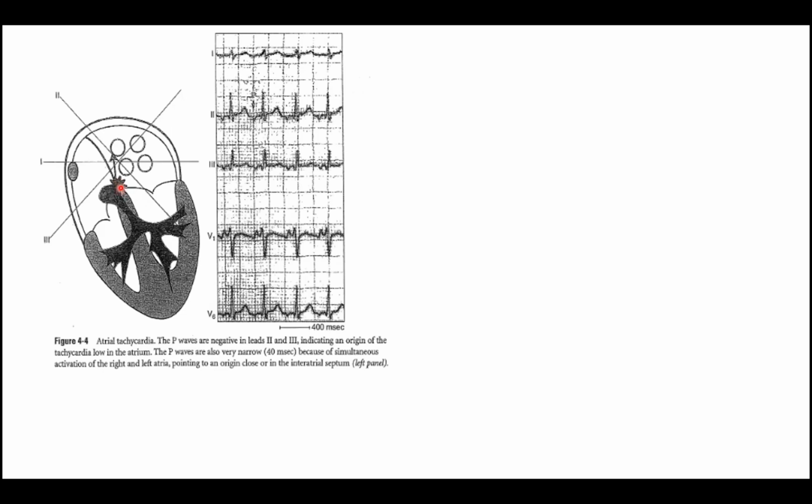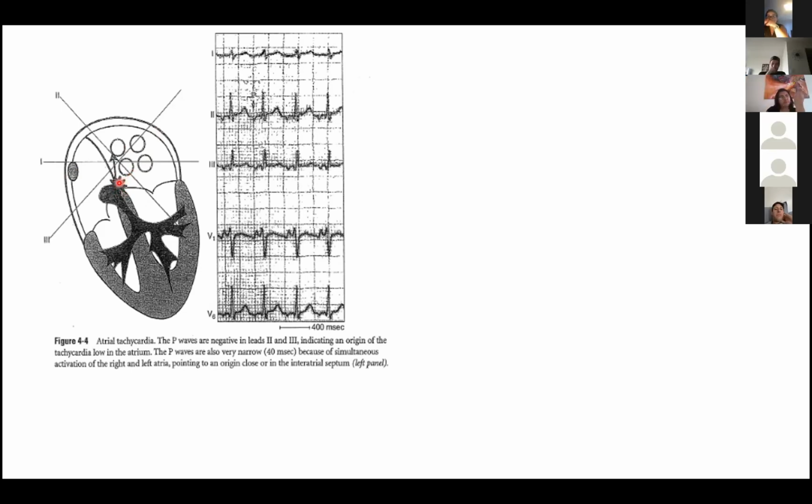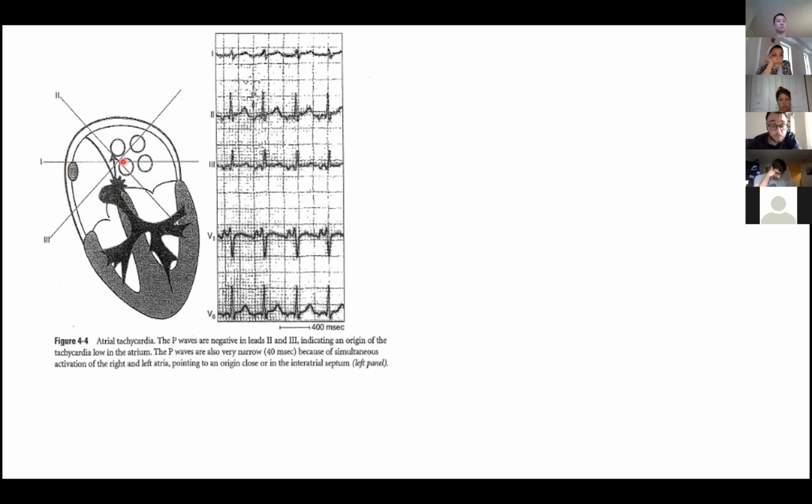That will tell you whether an arrhythmia originates more towards the septum, if it's narrow. Because if you have septal origin, it's going to depolarize both atria at the same time because it starts from here, so it goes both sides kind of simultaneously. So you're going to have a narrow P wave, or if it comes from the lateral side, it's going to have a sequential depolarization of one and then the next atrium. So the P wave is going to be a little wider.